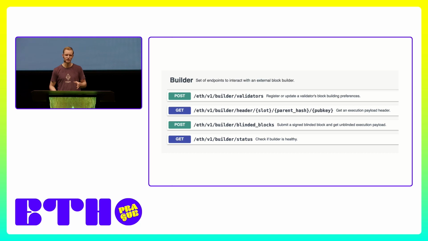If you look on the spec on the GitHub, there's a couple more methods. There's a registration method that I didn't talk about, but there's a couple things that you need to let the builder know before you propose your block. You want to let them know what the gas limit is that you would like them to build as, and you need to let them know where to send the fees to.